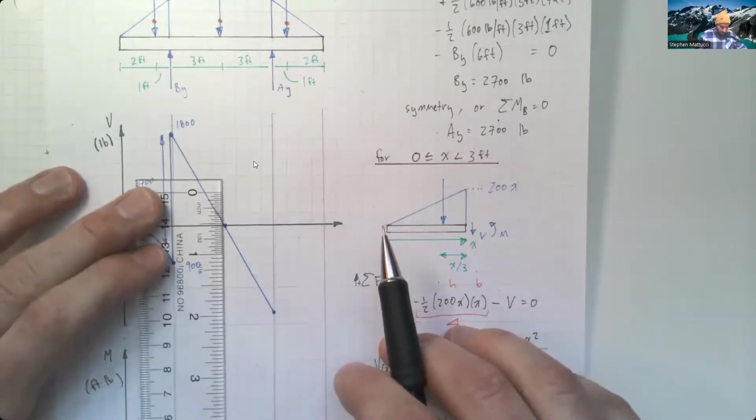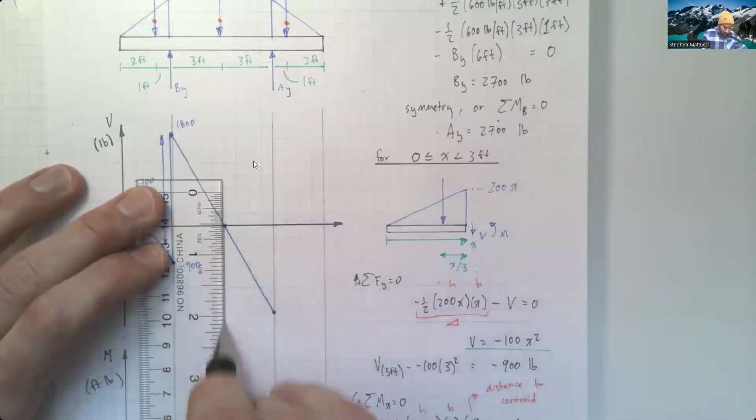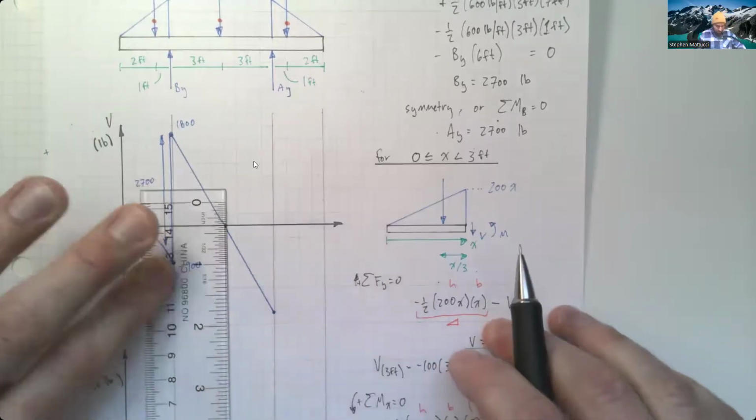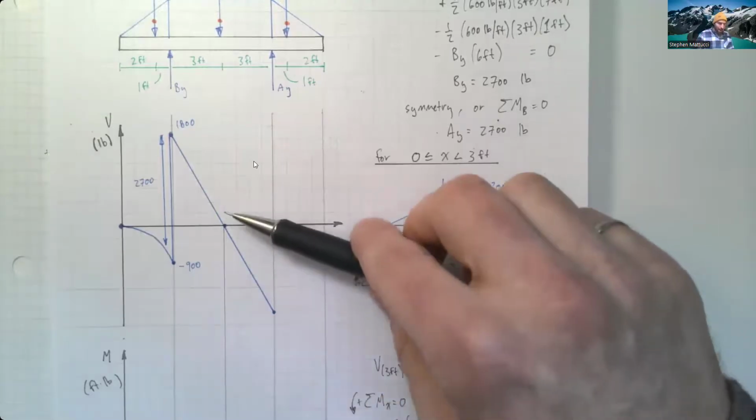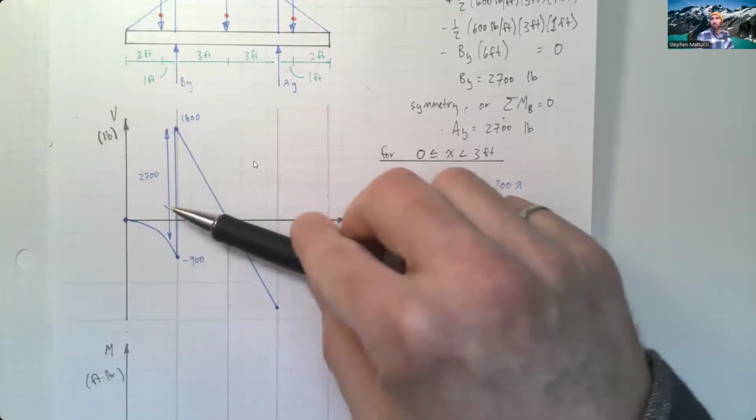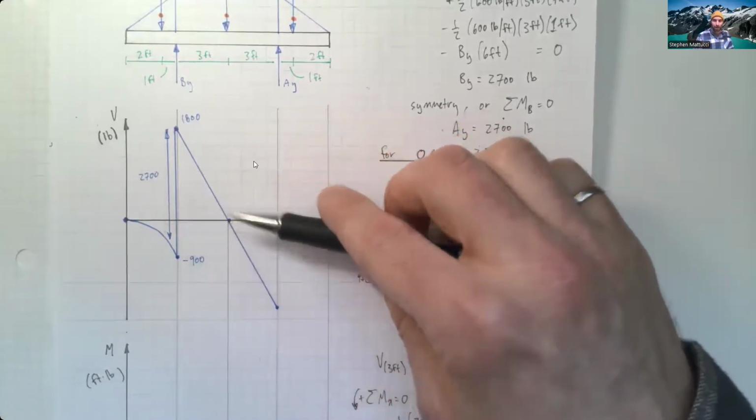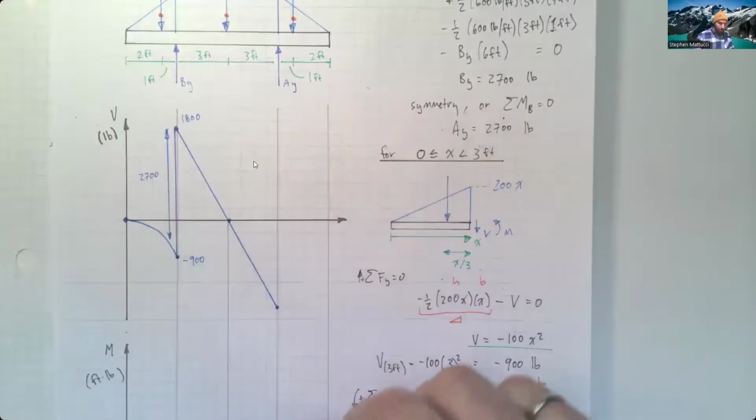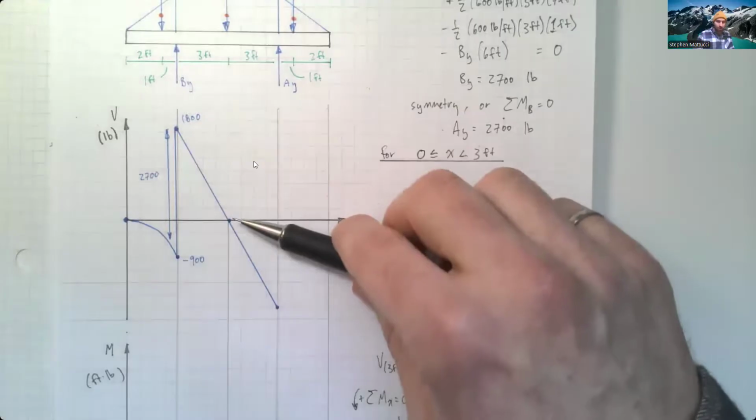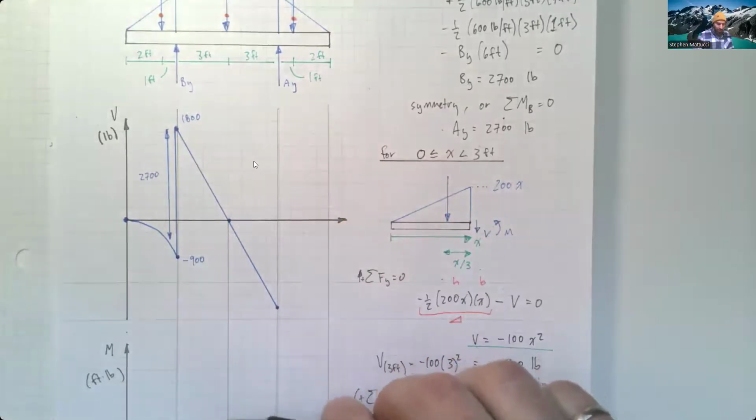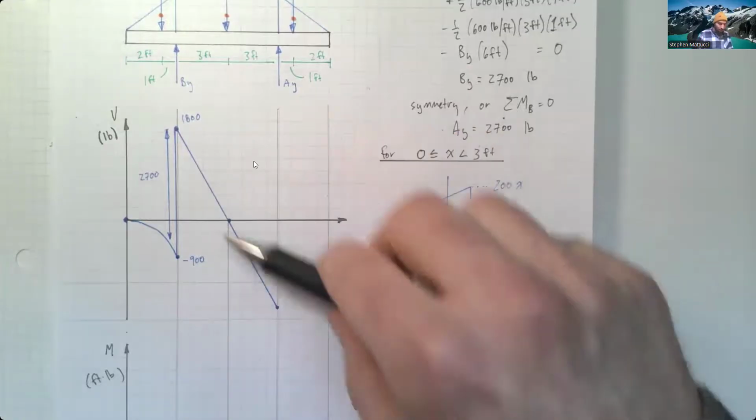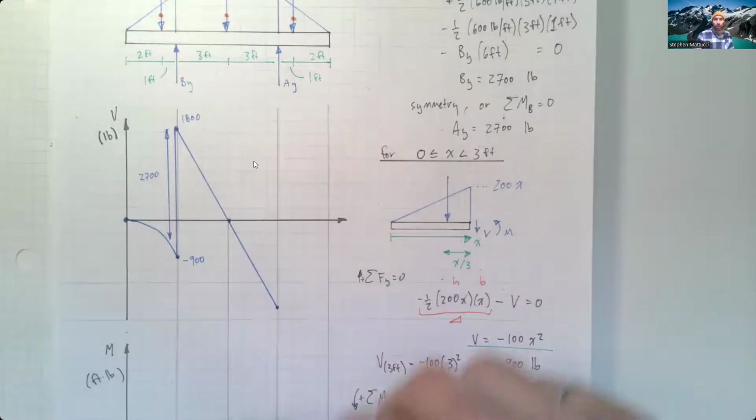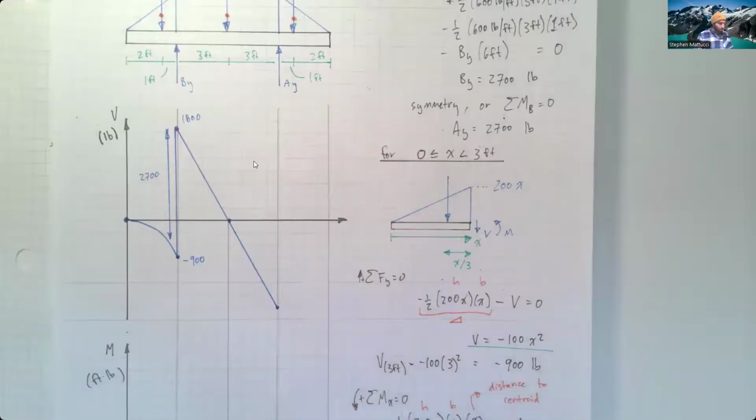So I'm going to carry this down to my moment diagram here. The reason for this is the magnitude of our shear diagram at any given spot is equal to the slope of our moment diagram. So if our shear diagram crosses zero, that means the slope is zero, which means it's going to be a maximum or a minimum. So in this case, we're going to want to know what exactly that value is in case it's one of the more important values.